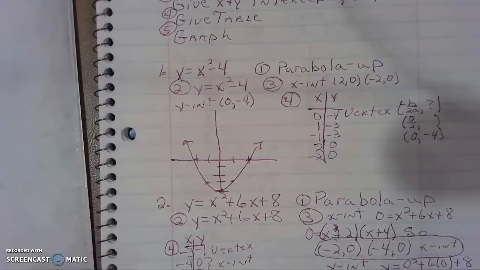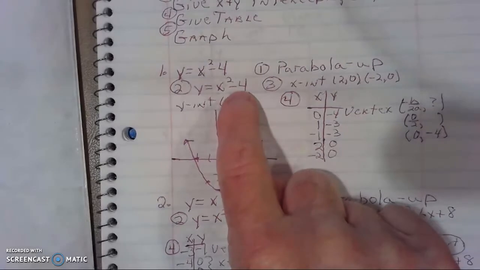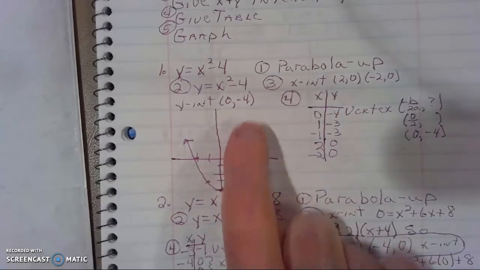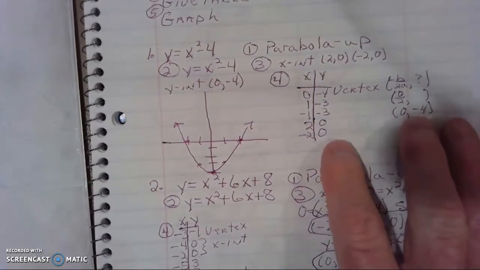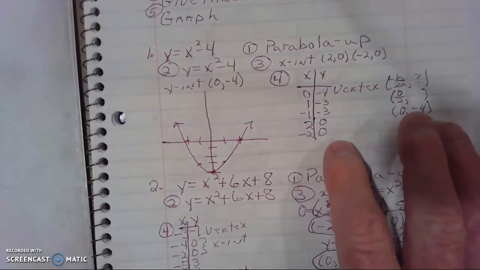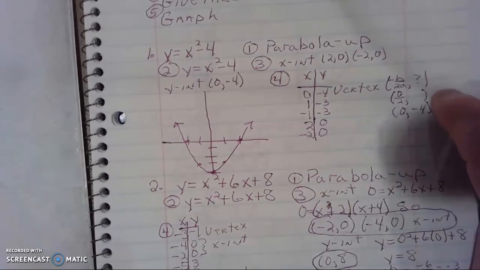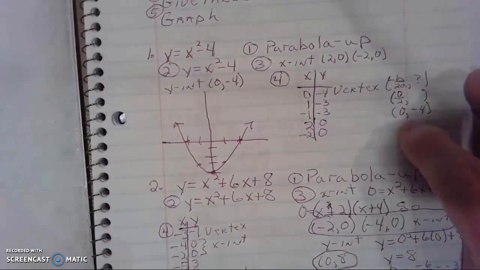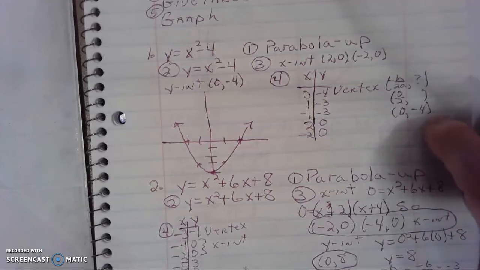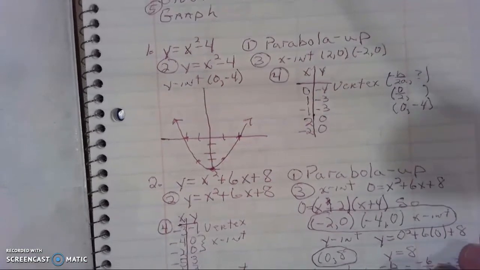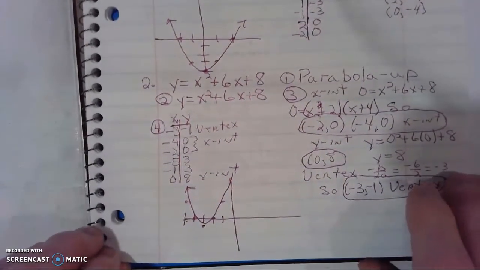Notice it's a parabola. Then the x-intercepts are (2, 0) and (-2, 0) by factoring that. The y-intercept, put 0 in for the x, get your y coordinate. Then make your table. That's quite easy if you have the calculator. Then negative b over 2a, 0 over 2. So that gives you (0, -4), which is your vertex and the first point that you use on your table. Very important on parabolas to have that vertex.